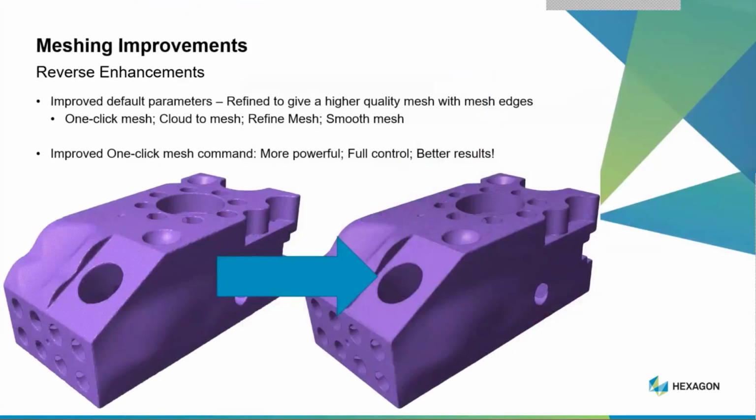We've improved the default parameters in the one-click mesh and also the cloud to mesh, refine mesh, and smooth mesh commands. So the one-click mesh is the one command which combines all those other 3 commands, plus a bit more, to give a lot better results when doing our meshing and also refining to a cloud.